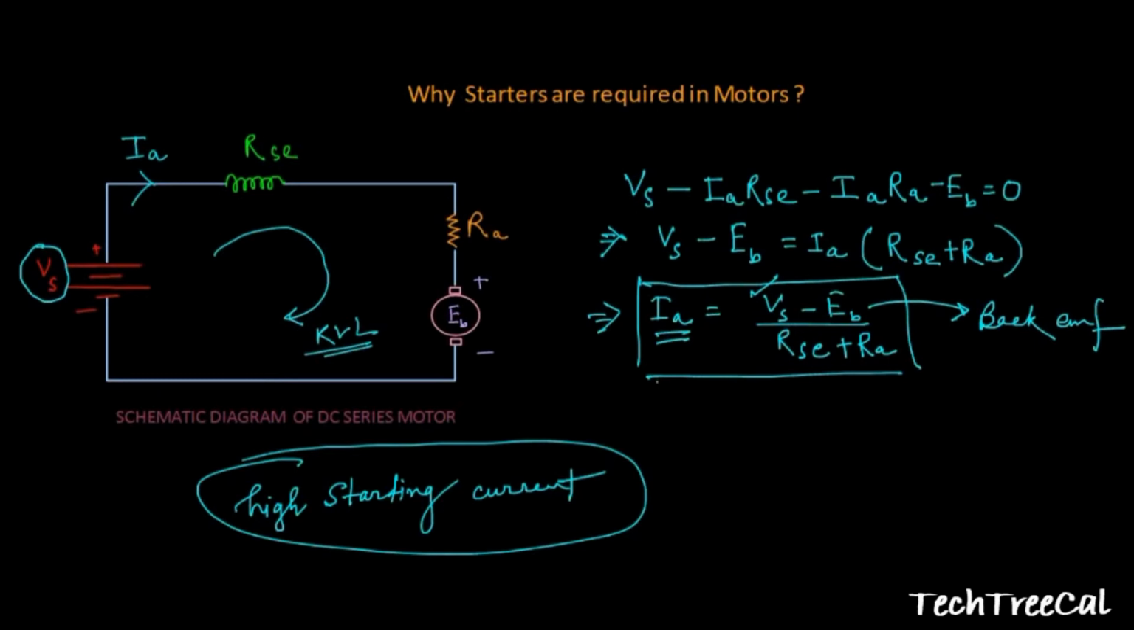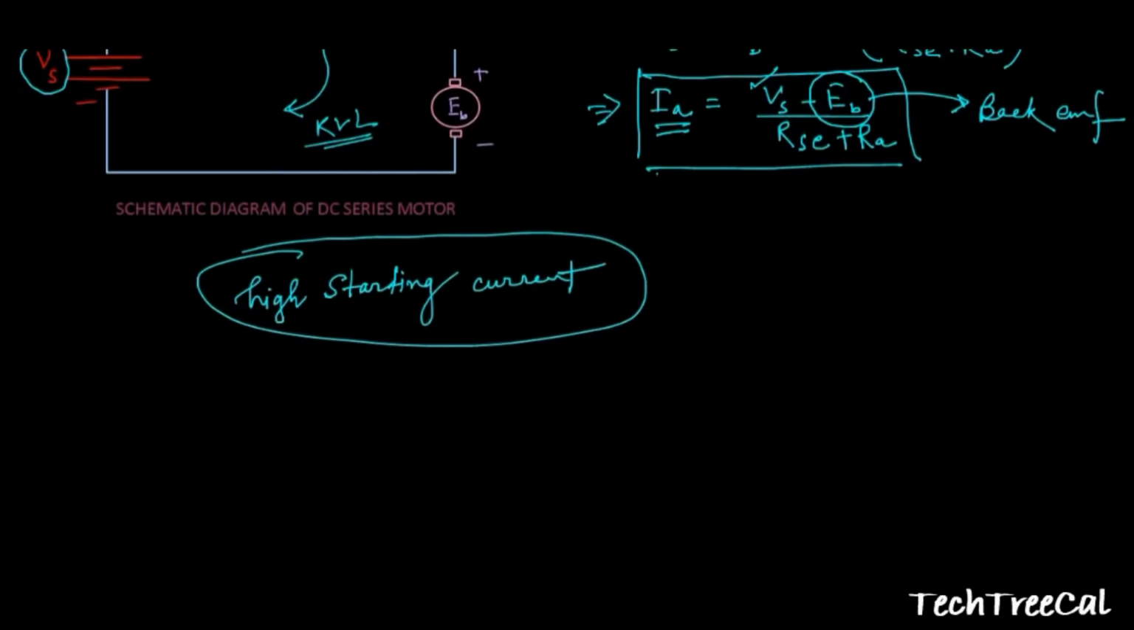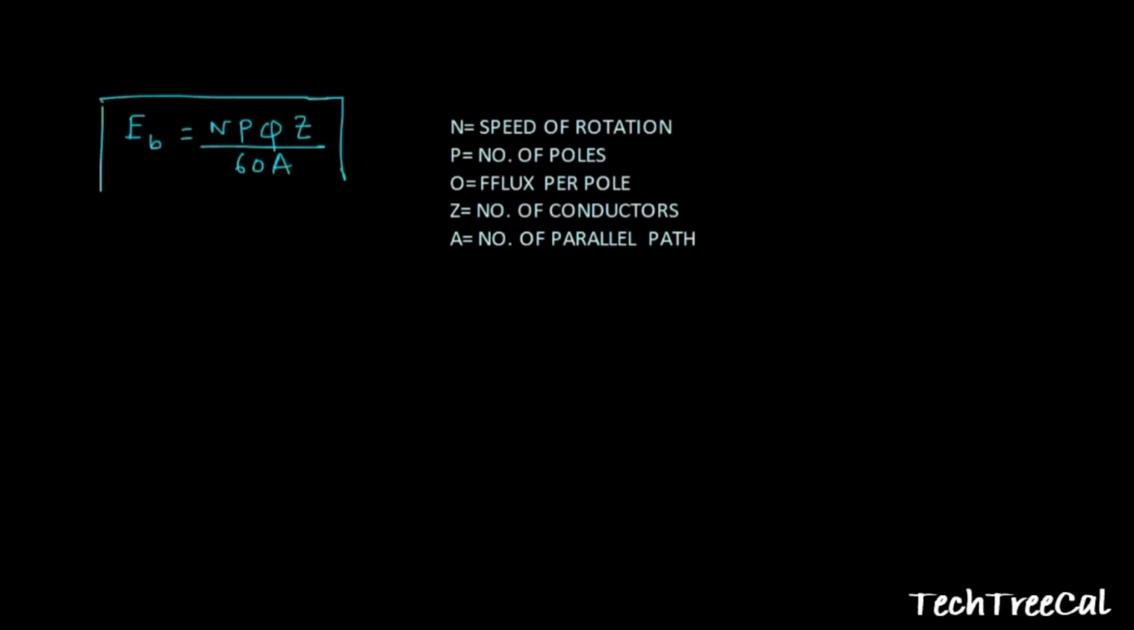Now, the value of EB depends upon which quantities? If we try to write the equation of EB, we get this equation, and the terms here N, P, phi, Z and A are the speed, number of poles, flux and so on. So all those terms signify different things in a DC motor.